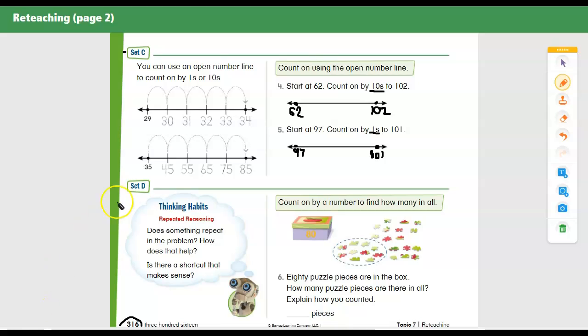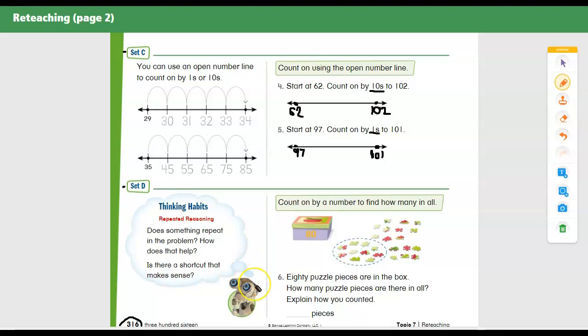I am going to begin talking about set D, our last problem. If you are still working, please pause the video to continue. If you are ready to begin working on our last set, then let's get started.